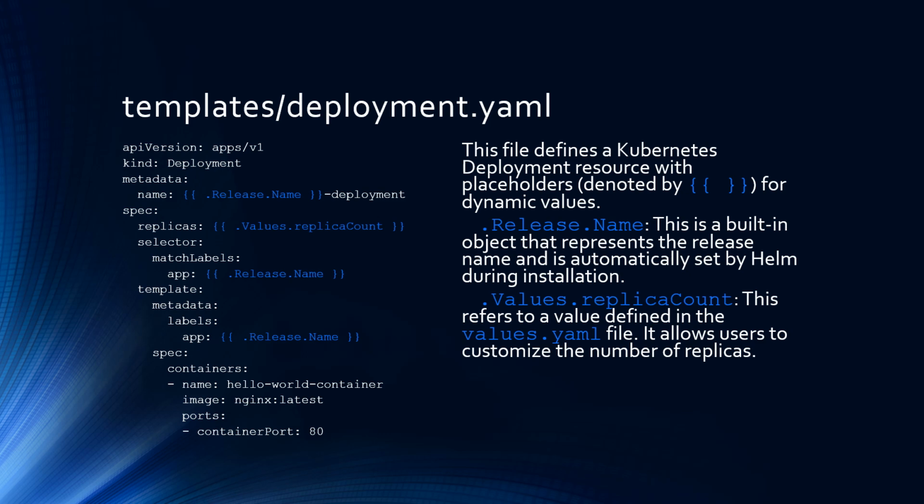In the container specification, we're using nginx:latest as our image. While this is fine for learning, in production environments, you should always specify exact version tags for predictability and security. One common gotcha I've encountered in production environments is forgetting to properly scope the matchLabels and labels. Notice how we use Release.Name consistently across these fields. This ensures proper pod selection by the deployment controller. The container port specification of 80 is typical for web applications, but remember that in production environments, you might want to make this configurable through values.yaml as well.